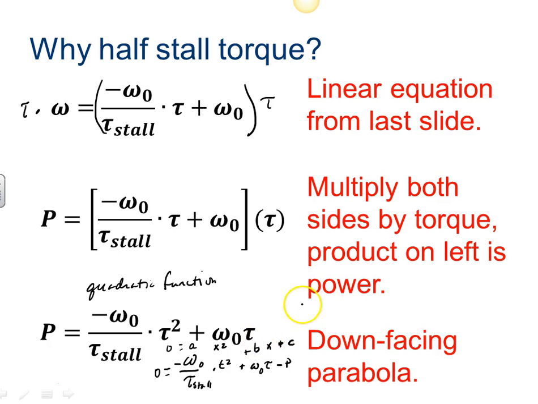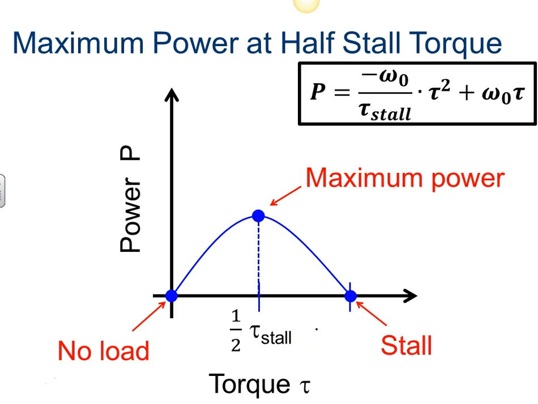This graphs as a down-facing parabola. All quadratics are going to graph as curves, and this would graph as a down-facing parabola, like so. So without all the algebra, we can say that the algebra is going to take us to this graph, which has this downward-facing parabola.